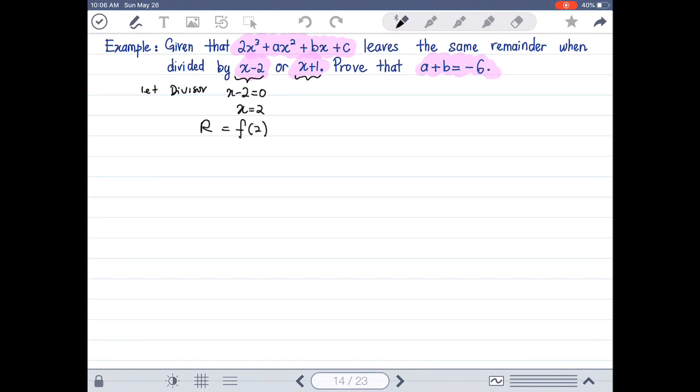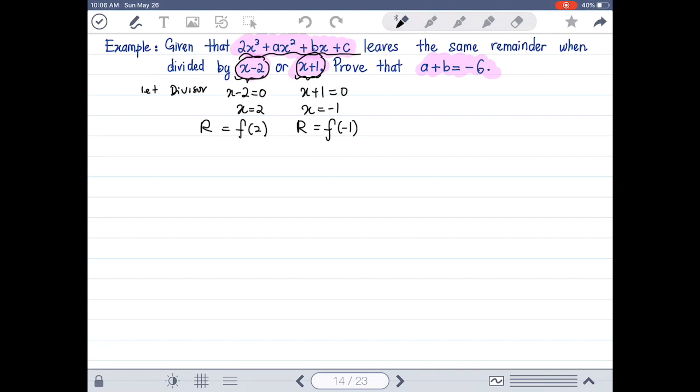And for the second divisor, the same process. Let x plus 1 equals 0. Therefore, x equals negative 1. Hence, the remainder is equal to f of negative 1. From the equation, it is stated that when this polynomial is divided by x minus 2 or x plus 1, we will get the same remainder.